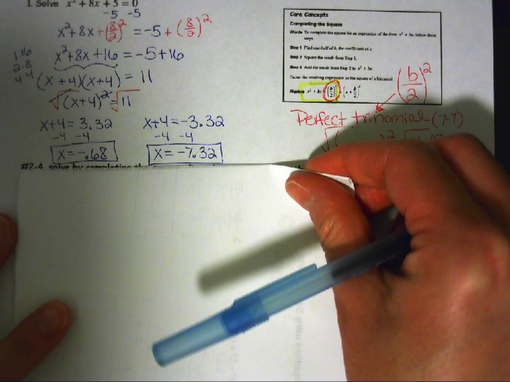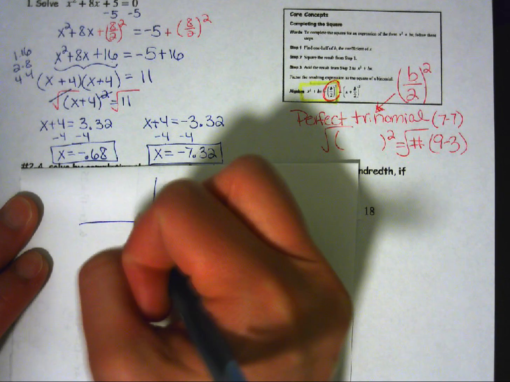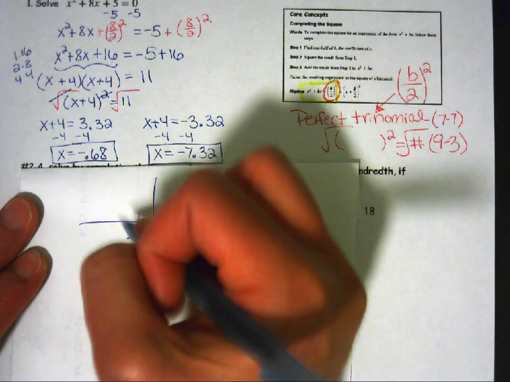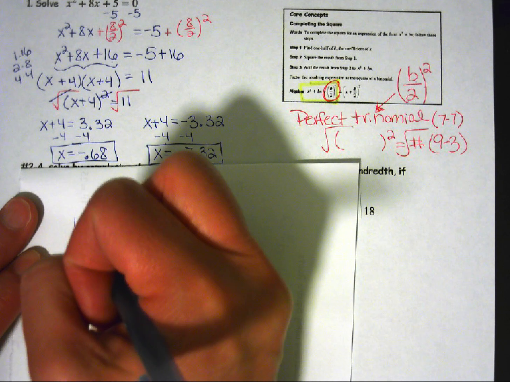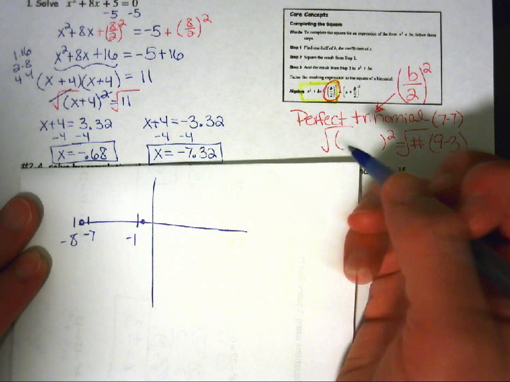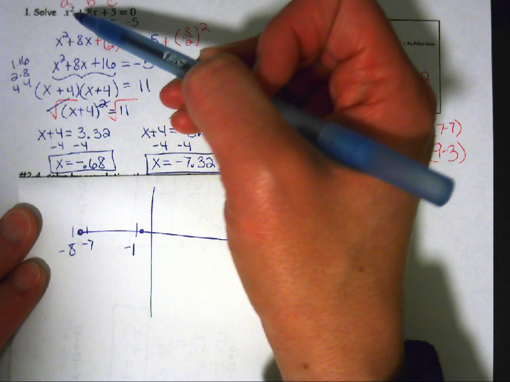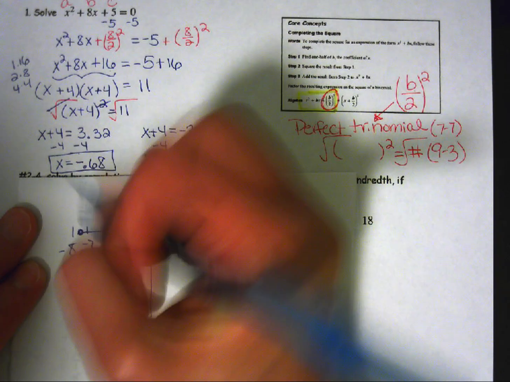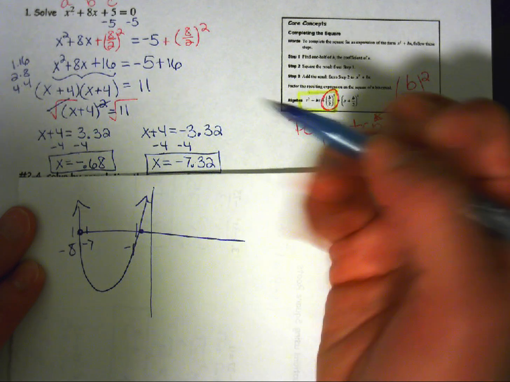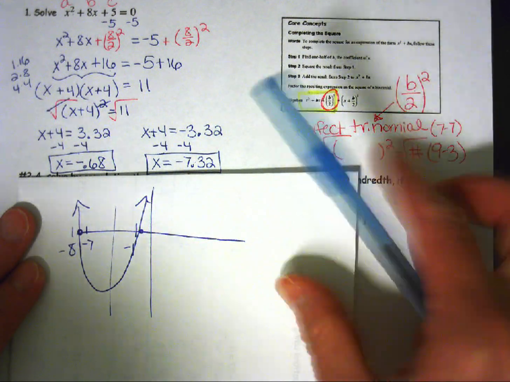If we were to graph this, that means it's crossing at like a negative 0.68, and then it's crossing way down here at like a negative 7 point something. And then we know it's opening up because a is positive. So it's probably going to look something like that. Now we could find the vertex, we could find the axis of symmetry, but they're not asking us to.